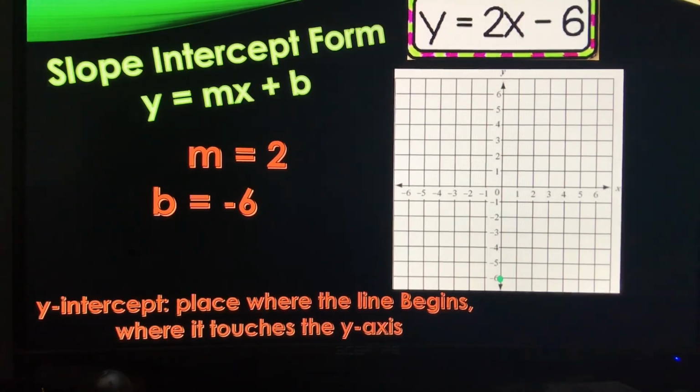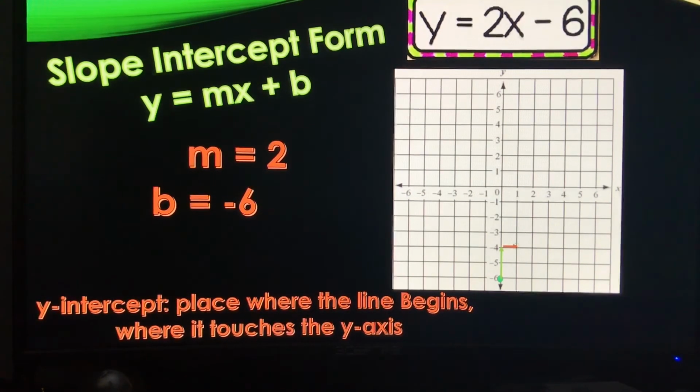Remember, your y-intercept is the place where you begin. So I'm going to begin at -6 and put a point there. From that point, we talked about my slope being 2. I'm going to rise 2. Now there's always a run. And if I look at this, I don't see a denominator. But remember, every whole number is over 1. So my run is 1.